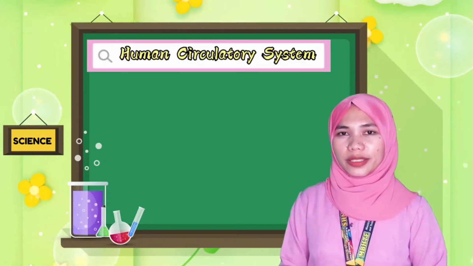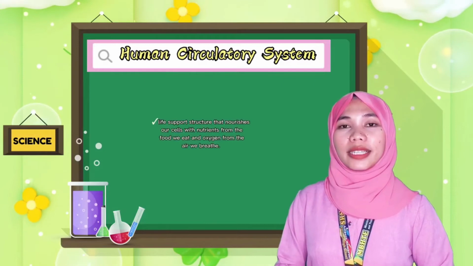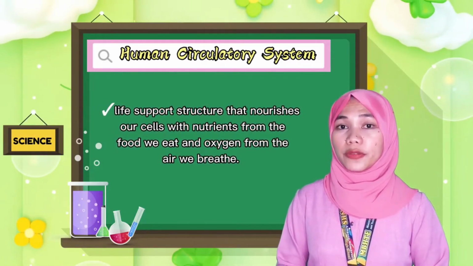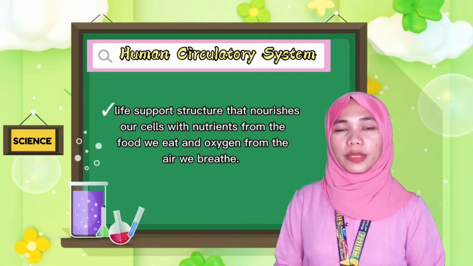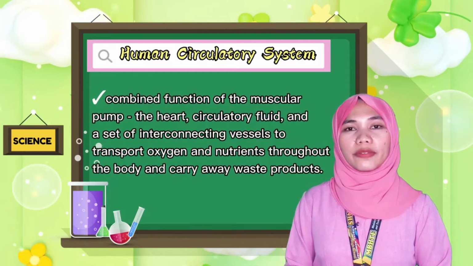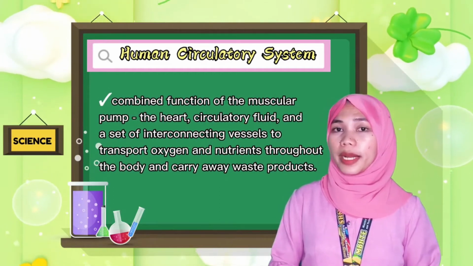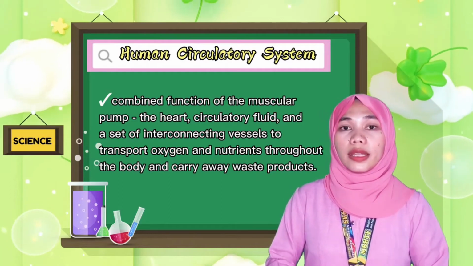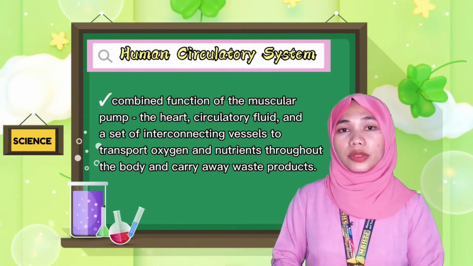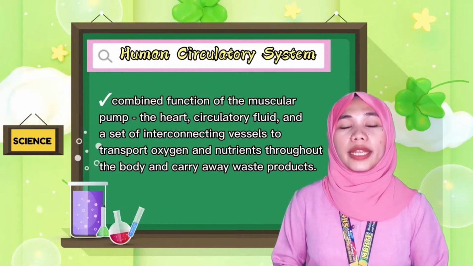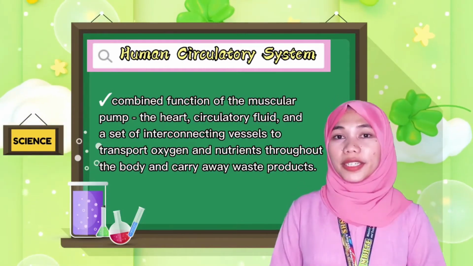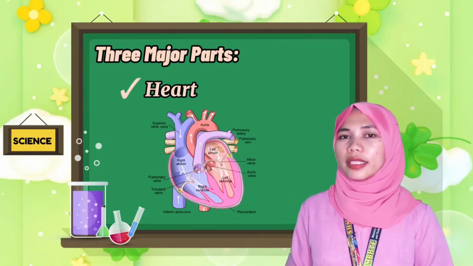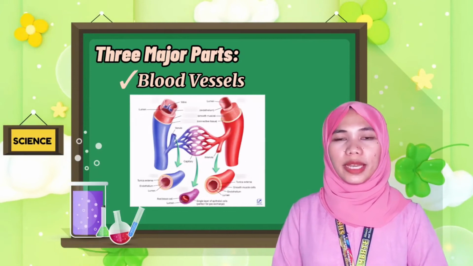Now let us define the human circulatory system. It is a life support structure that nourishes our cells with nutrients from the food we eat and oxygen from the air we breathe. It is a combined function of the muscular pump, the circulatory fluid, and a set of interconnecting vessels that transport oxygen and nutrients throughout our body and carry away waste products. There are 3 major parts of the human circulatory system: the heart, the blood, and the blood vessels.